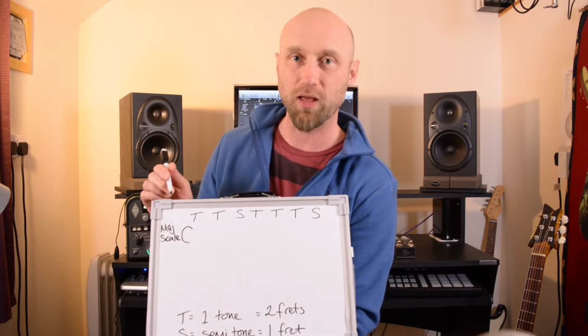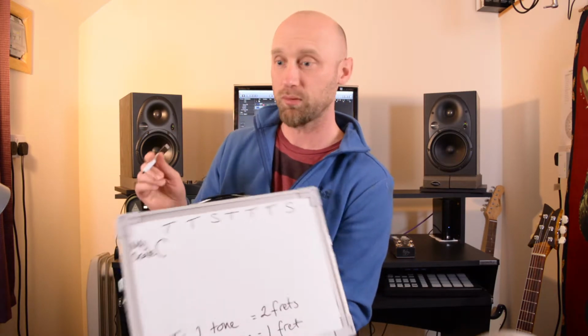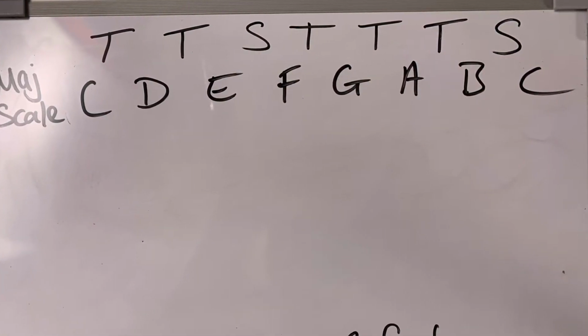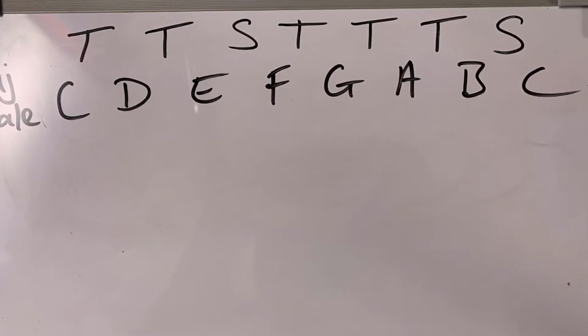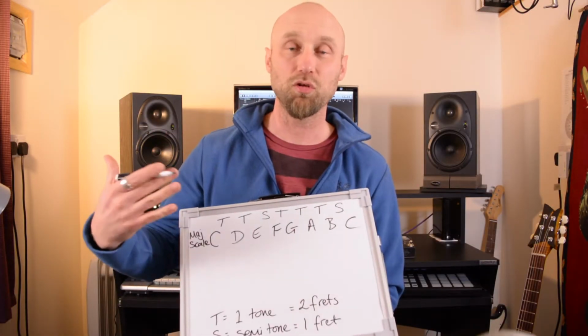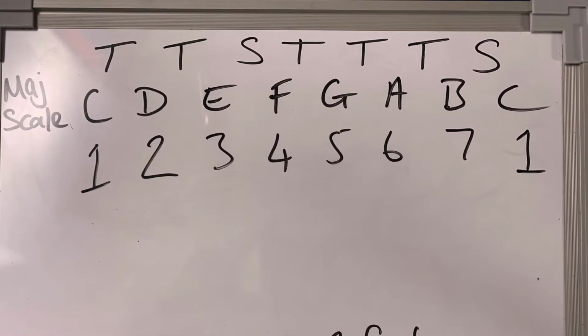So we've got a C major scale, so we're going to jump up a tone. That's going to give us a D, and then another tone is going to give us an E, and then a semitone is going to be the F, a tone for a G, a tone for an A, a tone for a B, and then a semitone takes us back to the C. So we end up with this for our C major scale. Then what we can do is just number our notes.